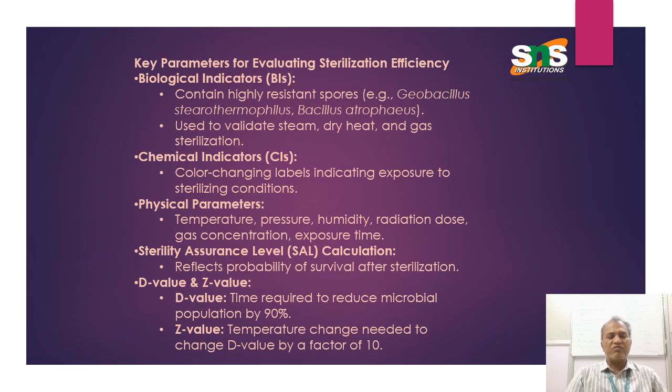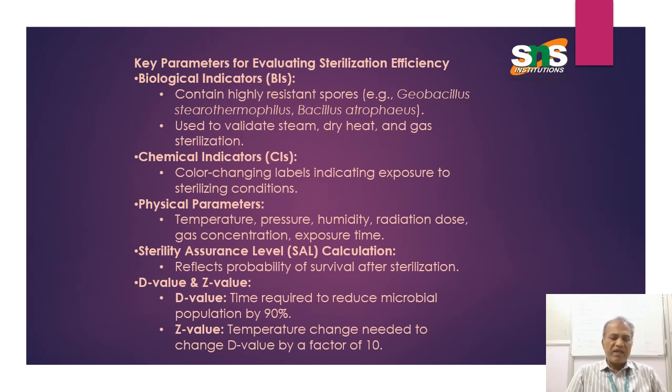Next, what are the key parameters for evaluating sterilization efficiency? First, biological indicators, simply called BIs. What are the biological indicators? Geobacillus stearothermophilus and Bacillus atrophaeus. They have the capability to withstand high temperatures. That is the reason these microbes come under the category of biological indicators, because they contain highly resistant spores. To kill the spores is not at all easy. So these two microbes are used to validate steam, dry heat and gas sterilization.